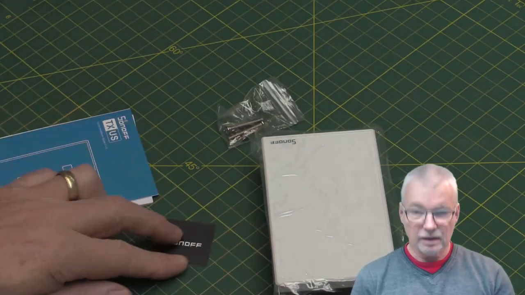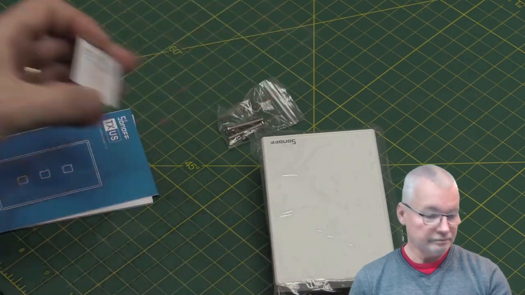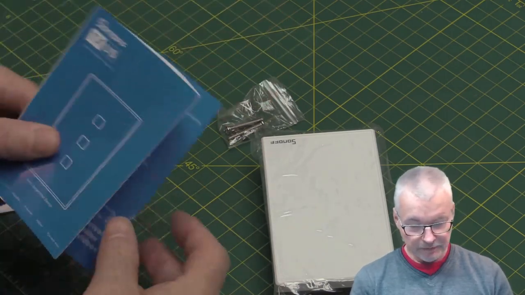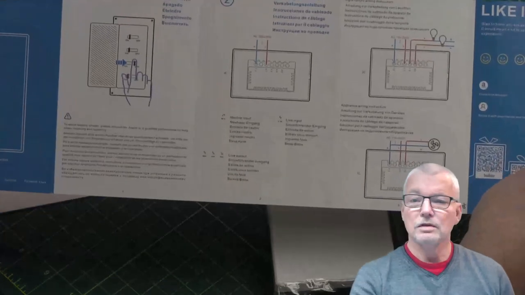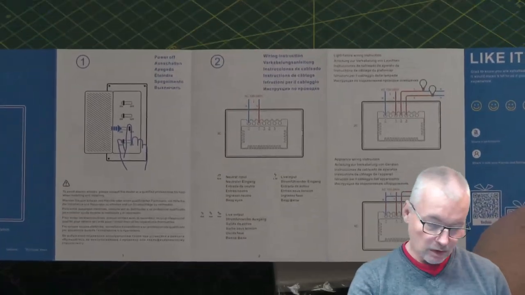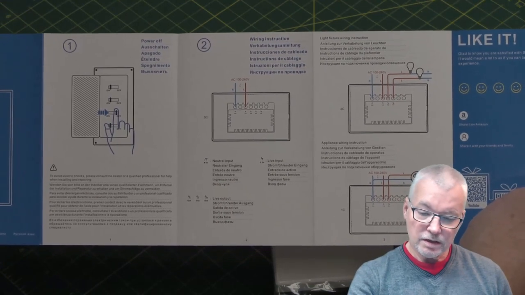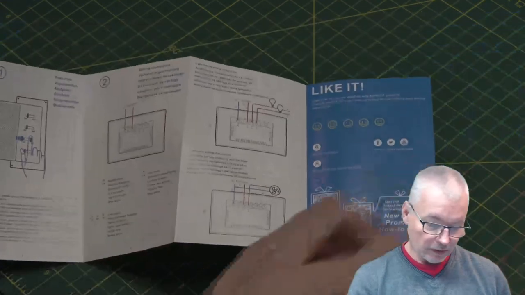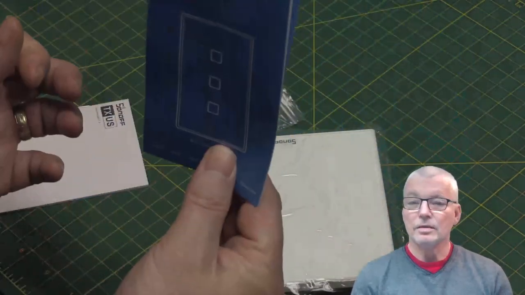So we have a Sonoff little QA card. We have a wiring guide for the Sonoff to show us how exactly to wire this together. As I said, it is a three-way switch in this case, so we will be following along closely, and I'll make you aware of a few things that you've got to be careful of.